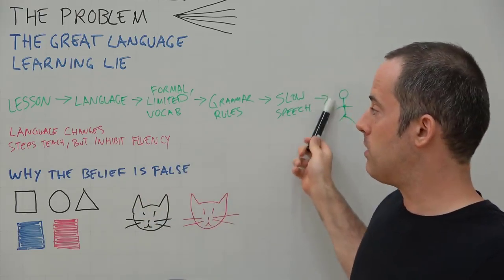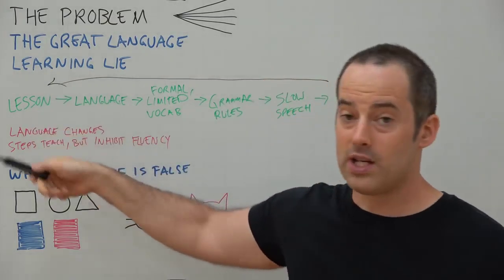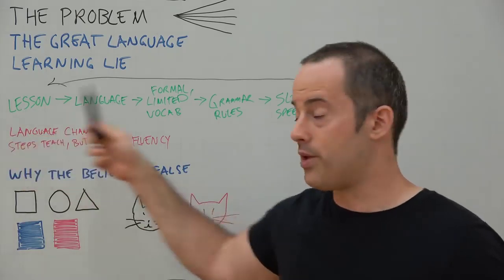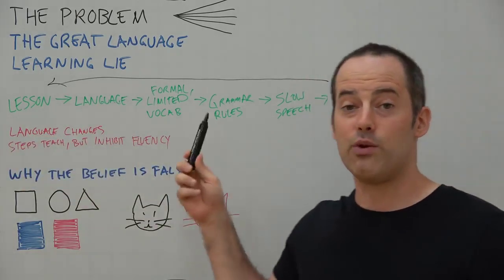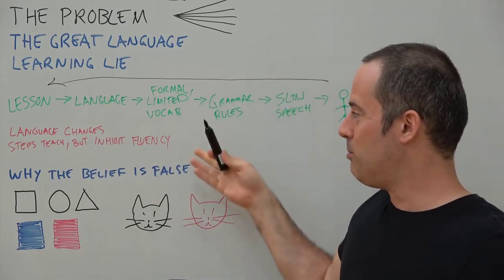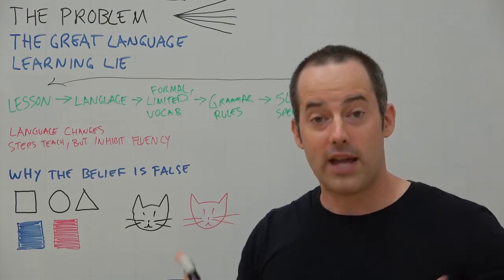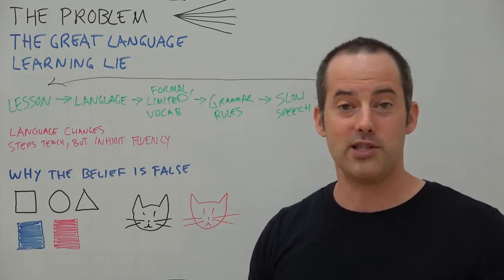All of these things come because now they're trying to reverse these steps as they go back to try to communicate in the actual language. So what they do is they communicate in the language they've been taught, which is this really slow, limited vocabulary, and they try to use grammar rules, but they aren't correct. And so that's why they end up sounding like robots when they speak.